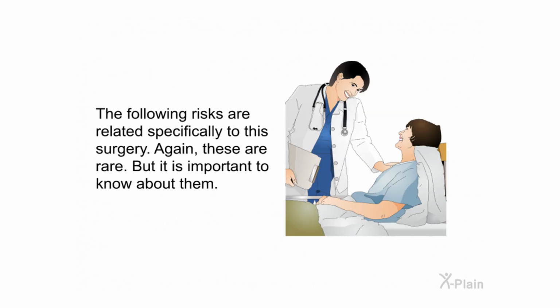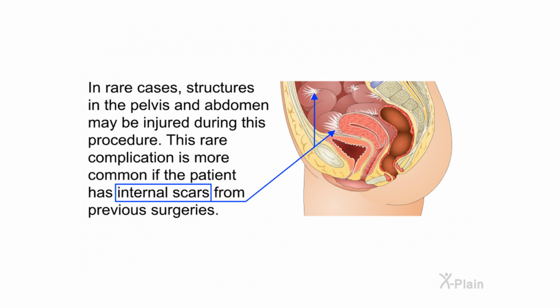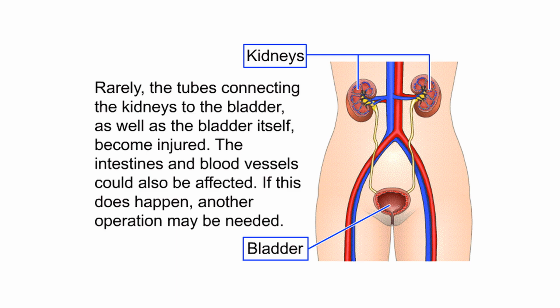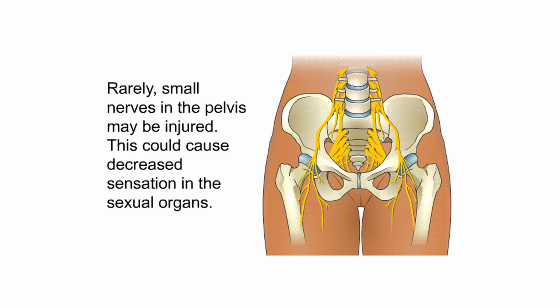The following risks are related specifically to this surgery. Again, these are rare, but it is important to know about them. In rare cases, structures in the pelvis and abdomen may be injured during this procedure. This rare complication is more common if the patient has internal scars from previous surgeries. Rarely, the tubes connecting the kidneys to the bladder, as well as the bladder itself, become injured. The intestines and blood vessels could also be affected. If this does happen, another operation may be needed. Rarely, small nerves in the pelvis may be injured. This could cause decreased sensation in the sexual organs.